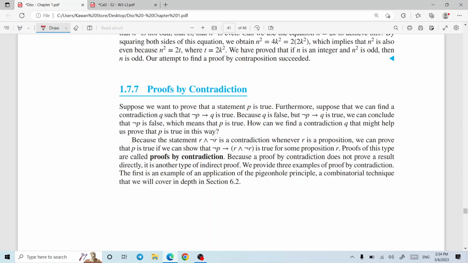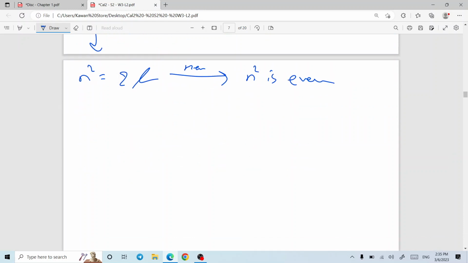Now, the last method is contradiction. Yes, of course, we use the contradiction. What's a contradiction? Look at me. Just 2 techniques, no more. Just listen to me. Contradiction.